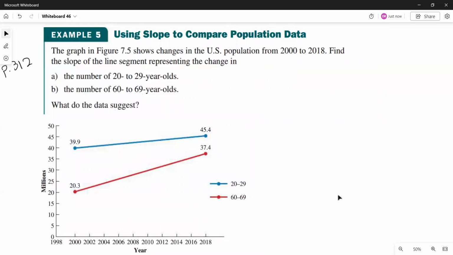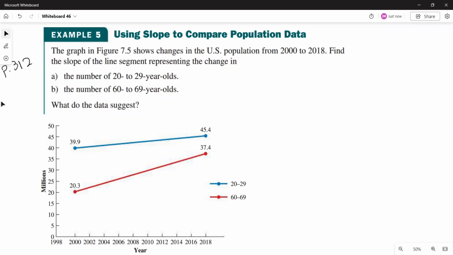Okay, so the graph below shows changes in the US population from 2000 to 2018. Find the slope of the line segment representing the change in the number of 20 to 29-year-olds and the change in the number of 60 to 69-year-olds.